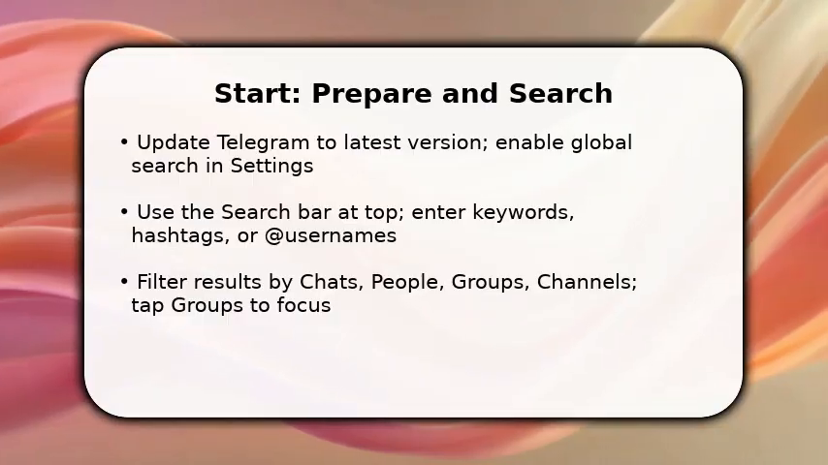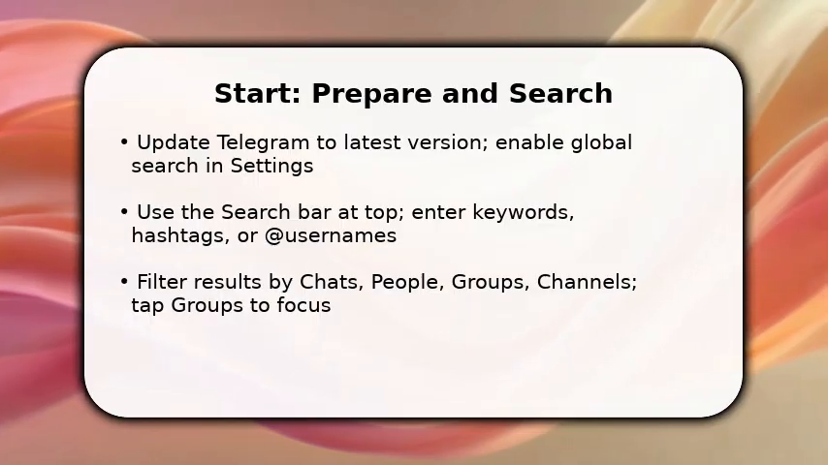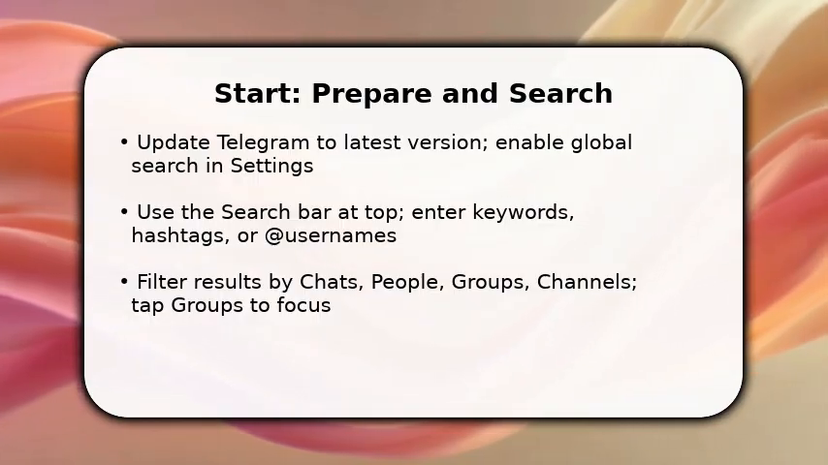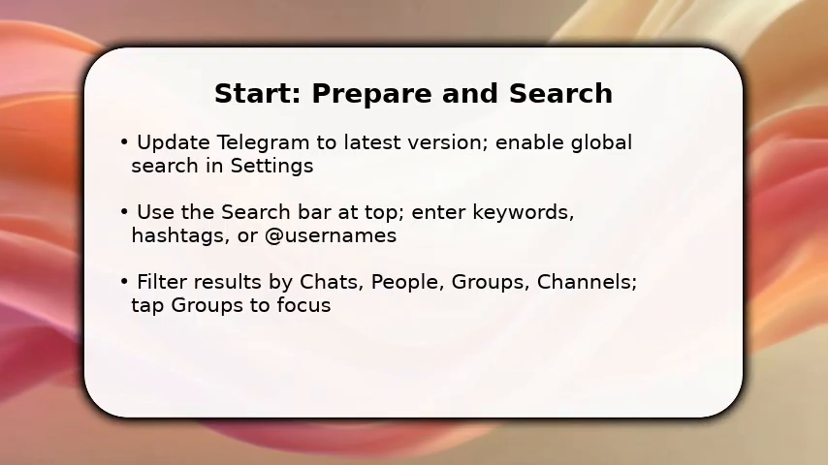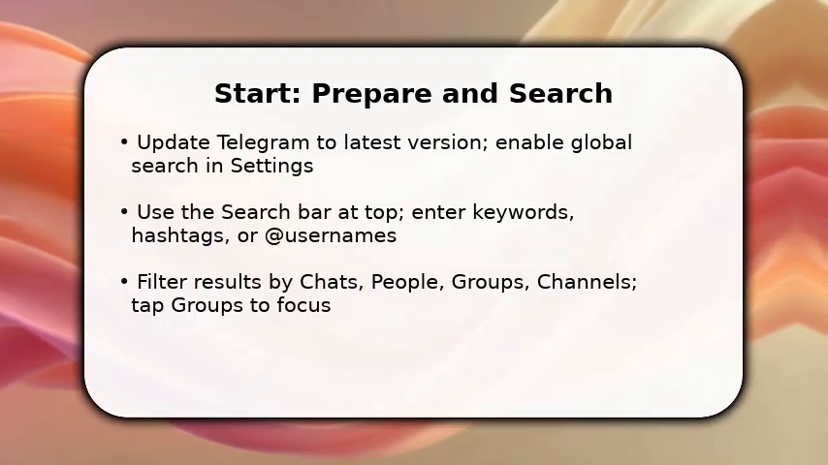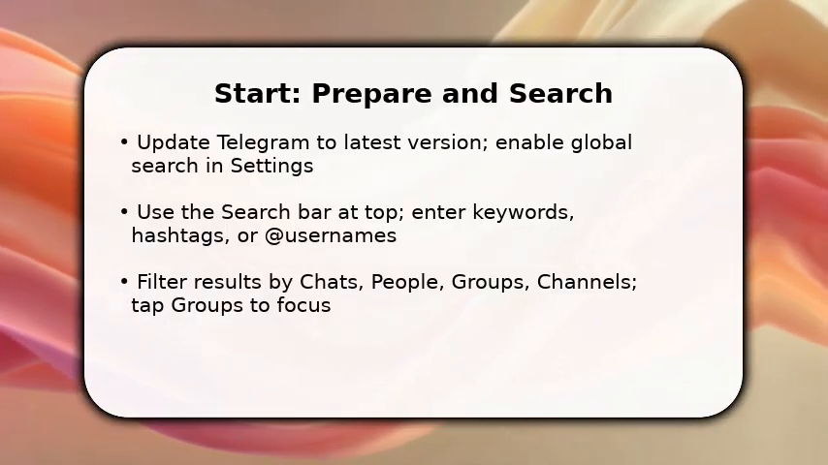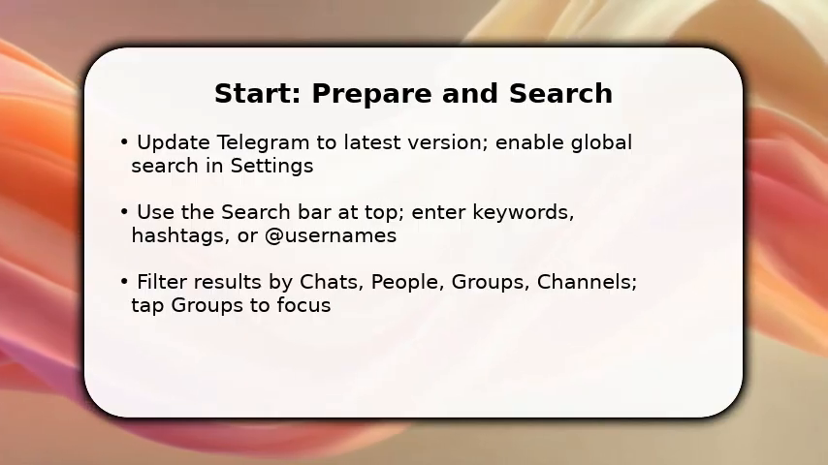You start by making sure Telegram is updated and global search is enabled. This prevents missing results. Open the app and tap the search bar at the top, then type clear keywords, hashtags, or a known @username.